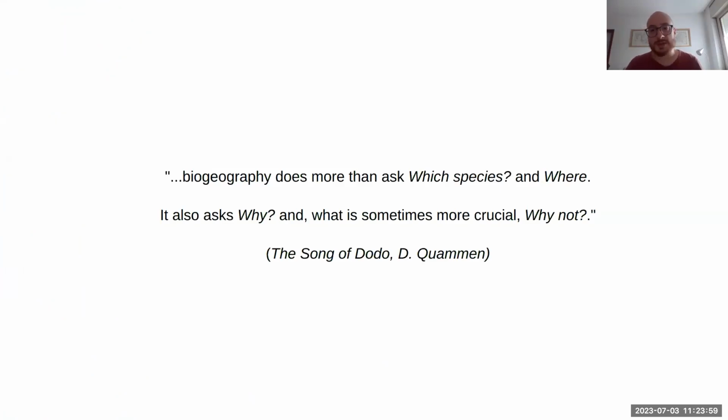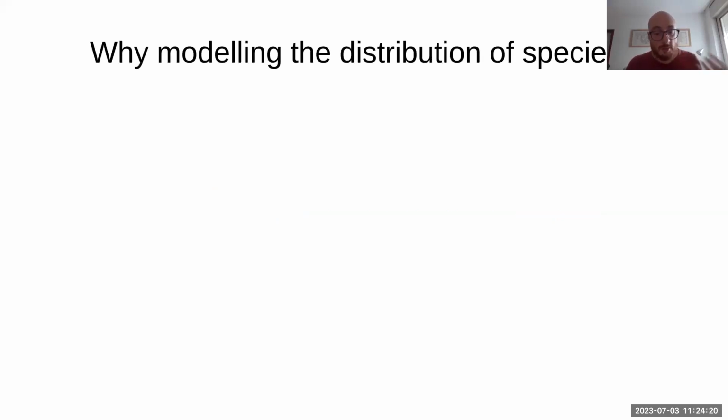Species distribution models are often applied in the field of biogeography, which is the field of biology and ecology in which we try to understand where and when a species can occur, but also which species and why that species occurs in that particular environment. And modeling the distribution of a species might have many reasons.